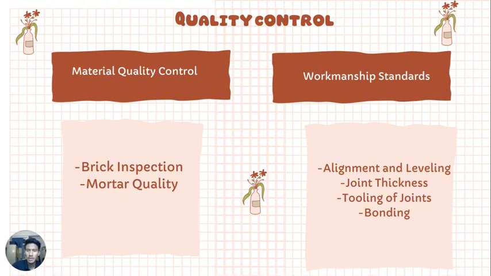Alignment and leveling: regularly check the alignment and leveling of the bricks during construction to ensure that walls are plumb and level. Joint thickness: verify the consistency of joint thickness throughout the construction. Tooling of joint: we must inspect the tooling of mortar joints for uniformity and cleanliness. The last one is bonding: confirm proper bonding between the bricks, with full mortar coverage, to ensure structural integrity.